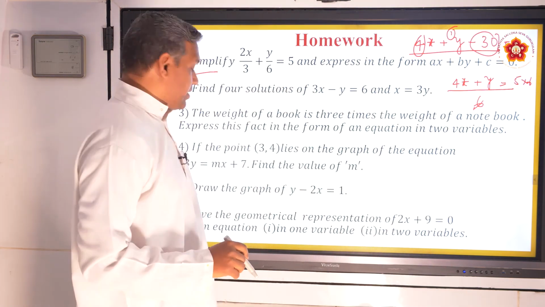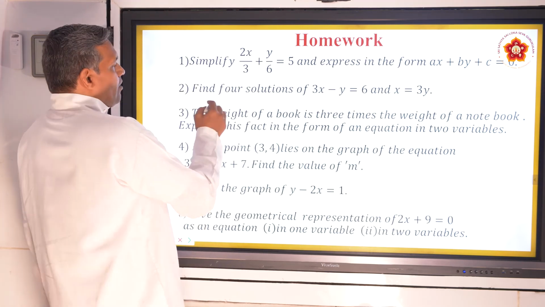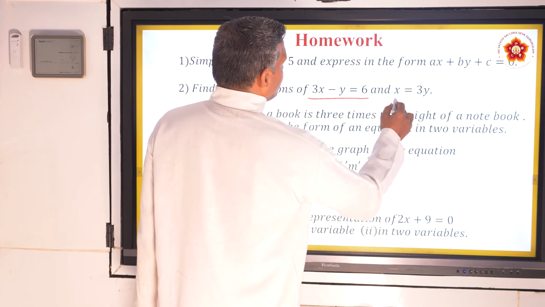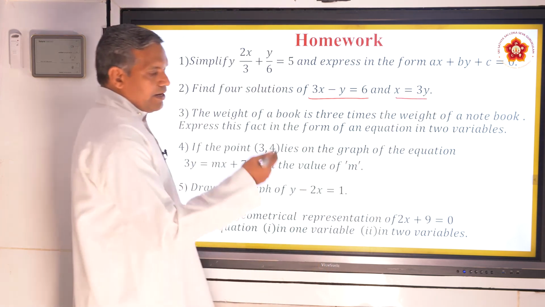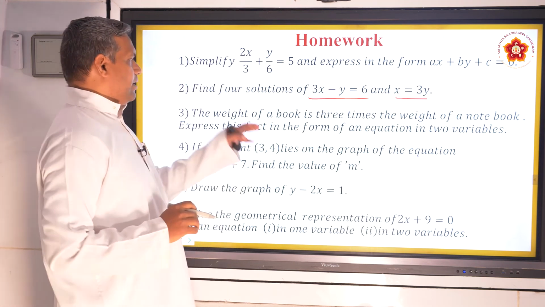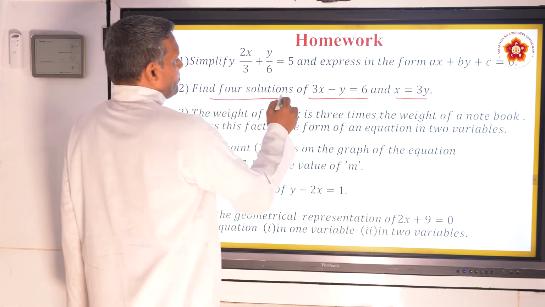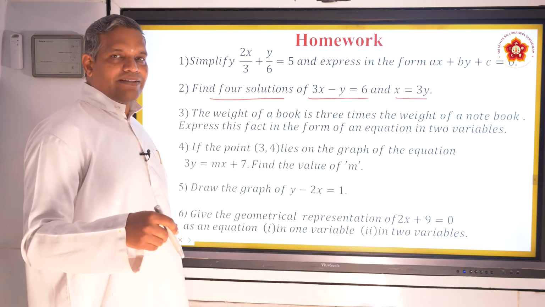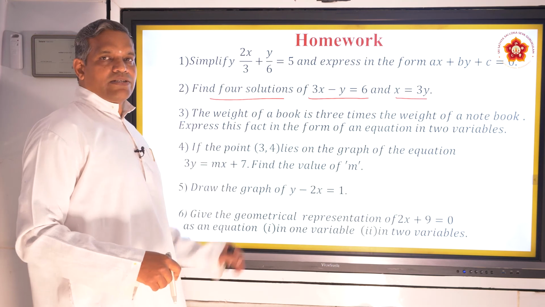Understood? That's what your homework is. First sum. Second sum. Find 4 solutions of this and x is equal to 3. I already showed where I get a number of different solutions, right? At least 4 solutions. I am asking only 4 solutions from you of this equation and this equation. Try it out. If you find any difficulty, revise the video and see how I solved that.